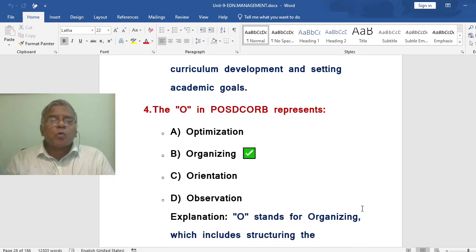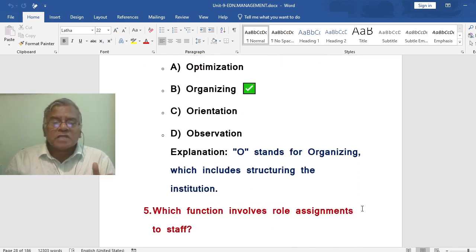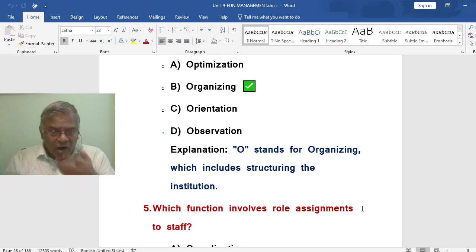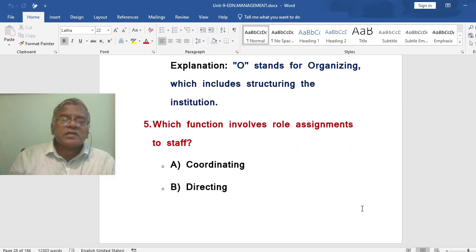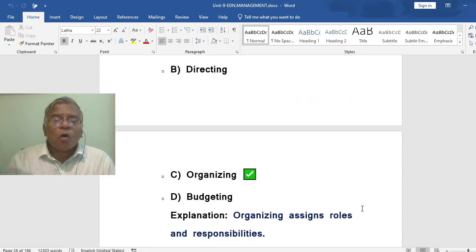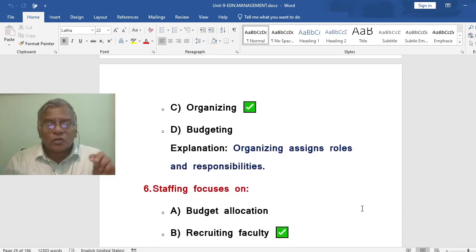The O in POSDCORB represents what? That is organizing. O stands for organizing, which includes structuring the institution regarding the staff, like giving tasks to the staff, non-teaching staff, etc. Which function involves role assignments to staff? That is organizing. Organizing assigns the roles and responsibilities to the personnel in the institution.